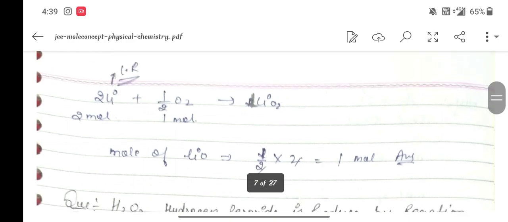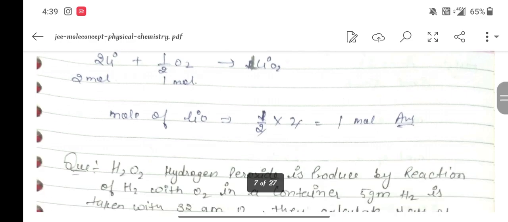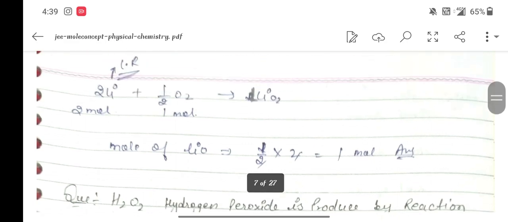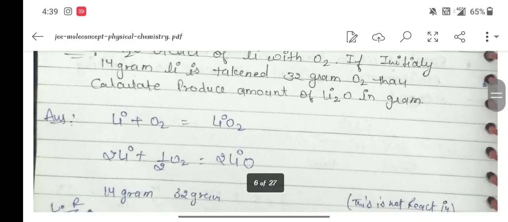Now in the next reaction that they have given, 2 Li, the limiting reagent, plus 1 by 2 O2 is equal to Li2O. After this we also have to find the moles. So how many moles? The mole of Li2O is 1 by 2 into 2, the 2 will get cancelled, so therefore 1 mole is the answer. The mole they asked here in the question, 1 mole is the answer for this question.